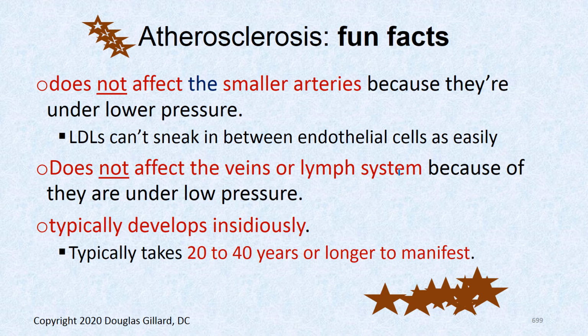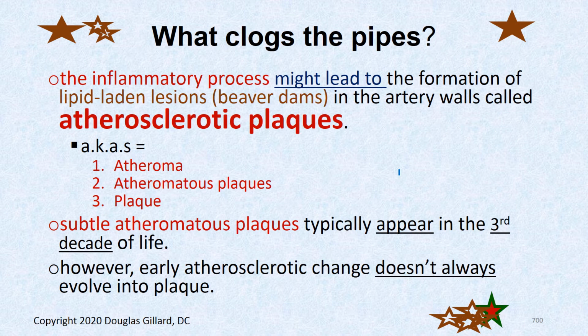If it does become symptomatic, it's insidious, taking 20, 30, 40 years before you start showing signs. By the time there are signs, you're in big trouble though. What clogs up the pipes? Atherosclerotic plaques. We'll look at that mechanism here in a second. But you should know these AKAs for atherosclerotic plaquing, which is the end phase of the process of atherosclerosis: atheromas, atheromatous plaques, or just plaques. They're all the end phase of the inflammatory process of atherosclerosis.